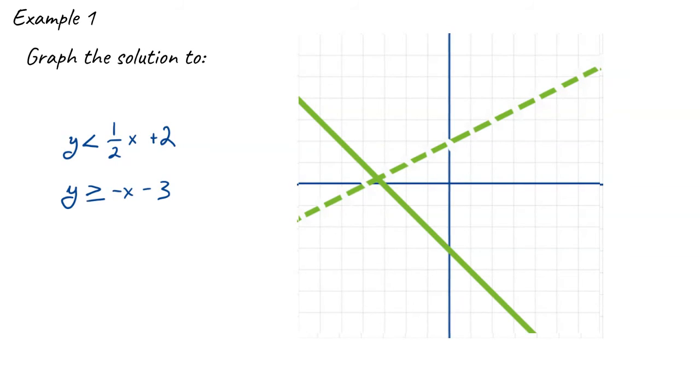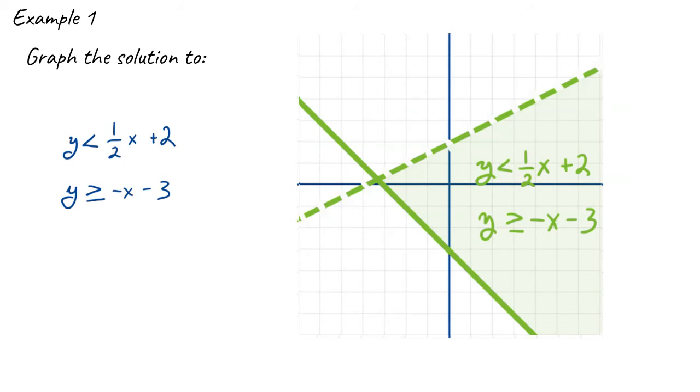Now we're going to shade in the area that proves true for both of these inequality statements. And since we're looking for less than the first line, it'll be below, and greater than or equal to the second line, it'll be above, and that gives us that section on the right-hand side between the two lines where both of those conditions are met.